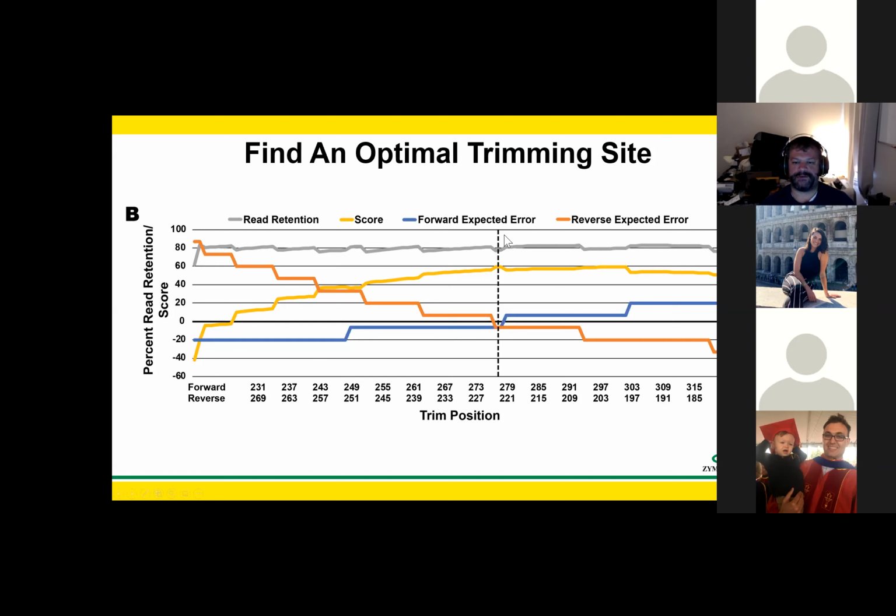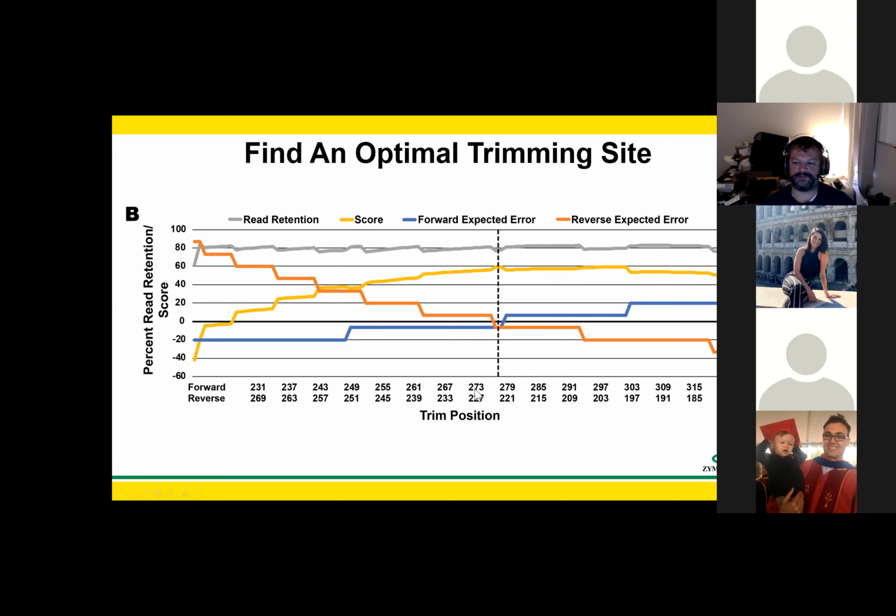What we see here with this dotted line is where the program zoomed into. It found this spot really quickly, and it said, if you trim right at this exact location, you can allow only 4 errors on each read. You can retain about 79% of your reads through the filter. And that was actually the maximum score that we were able to get.